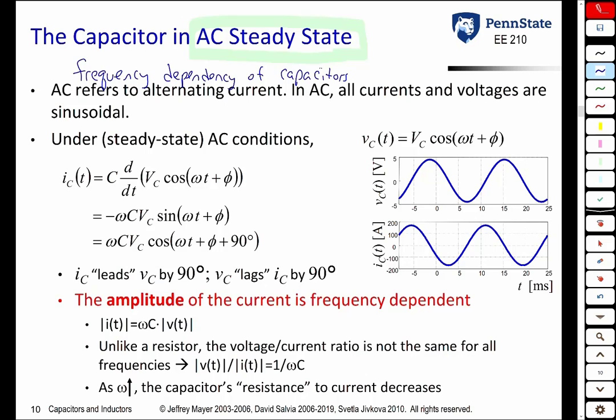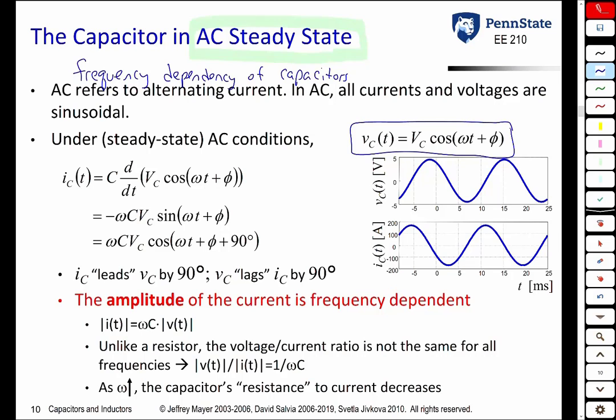AC steady state is a topic we're not going to look at for a few more weeks, but basically it means when you have a sinusoidal input being applied to a circuit for a long time, just like DC steady state means you have a DC signal being applied for a long time. So let's assume that the voltage applied across the capacitor is a sinusoid with an amplitude of Vc and a frequency of omega and a phase of phi. We're not going to really worry about the phase too much at this point.